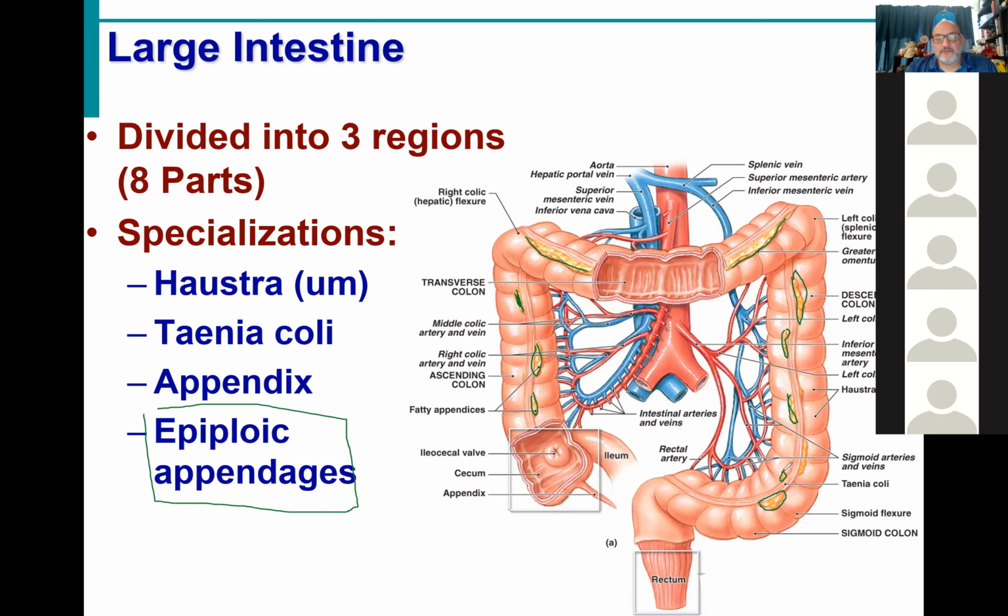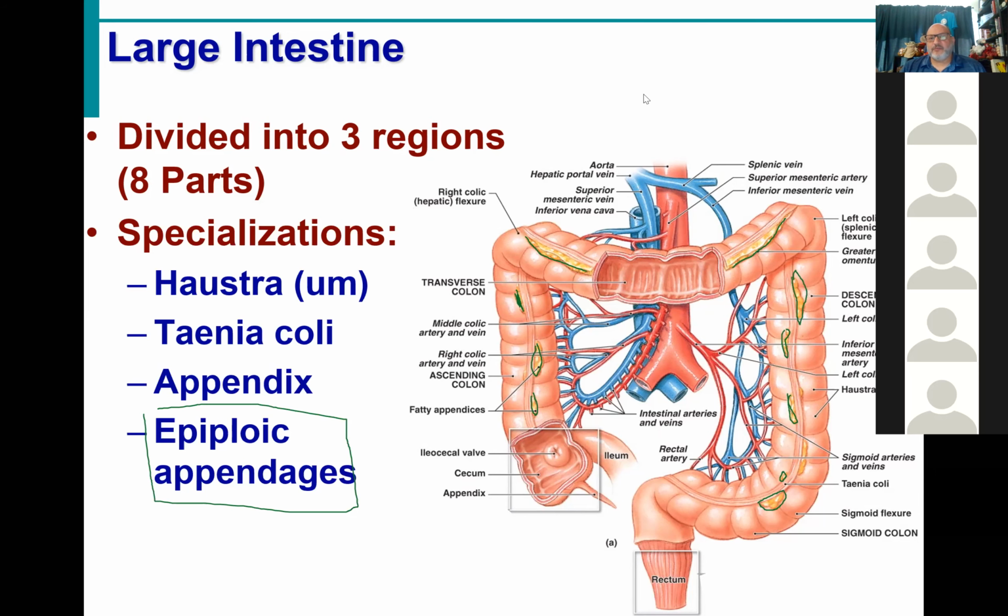Sorry, you cut out for me when you said what the tinea coli is. What was that again? The tinea coli are enlargements of the bands of the longitudinal muscle, keeping extra tension in the large intestine so that it's shorter. And as it shortens, that's what causes the pouching of the haustra. Okay, thank you. Yep. Excellent. All right. Questions on those?